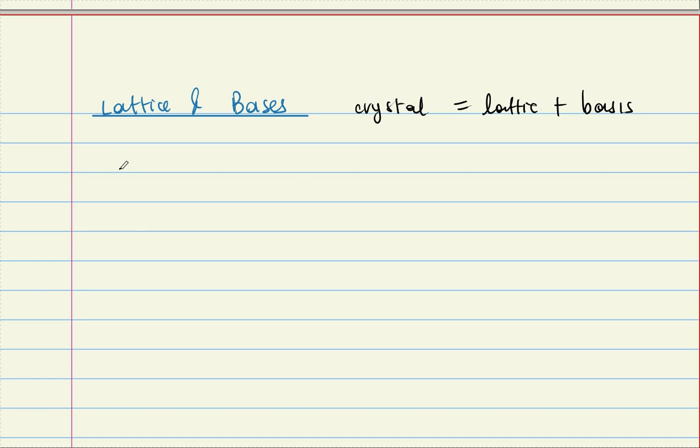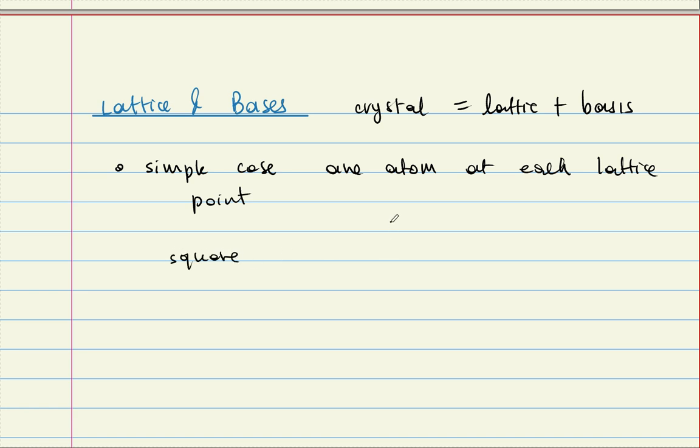In the simple case, one atom at each lattice point. For example, in this case of a square, here's the square, and I just put atoms like this, right? So the lattice is the square, and these circles I'm drawing are the bases.